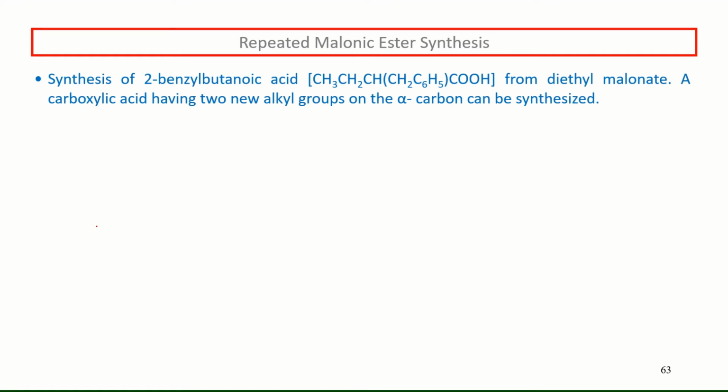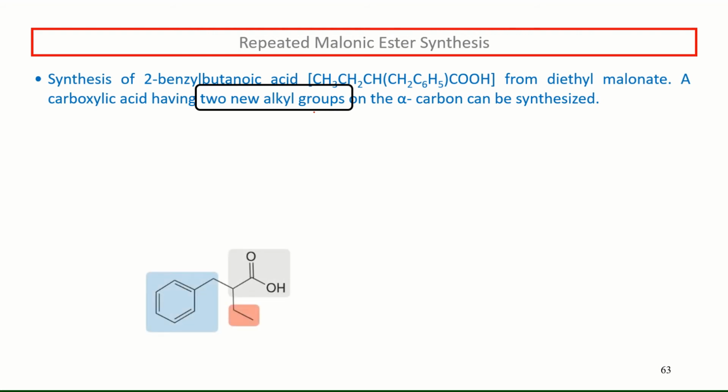So a question like this, for example, which I would like you to do during our discussion sessions, does have 2 alkyl groups involved in its reaction. So if you look carefully, this is benzyl butanoic acid. From there, then you can go ahead and show us how this is synthesized from the malonic ester.